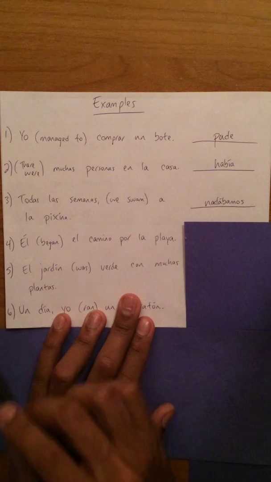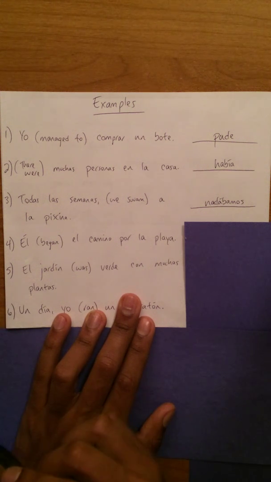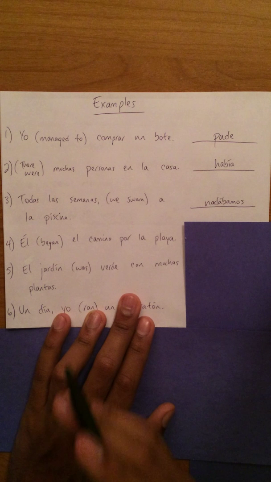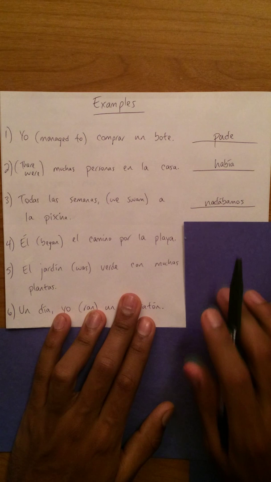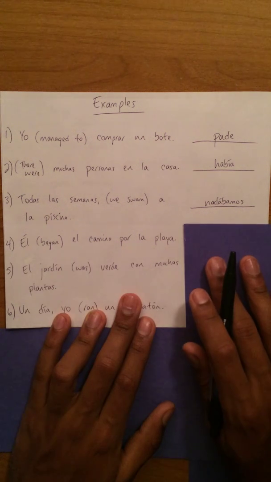Number four, él began el camino por la playa. We know the began is an isolated occurrence, and it would be in the preterite tense. And so if we conjugate that in the él form, that's going to be empezó.